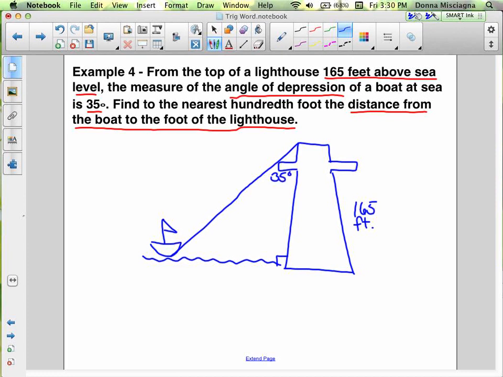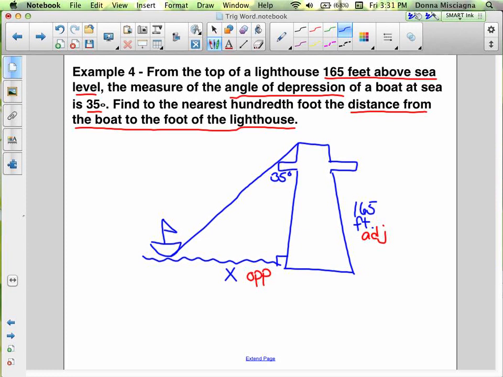And we want to find the distance from the boat to the foot of the lighthouse. Well, the foot of the lighthouse is on the ground, or in this case near the water. So this is the length, the measurement we're looking for, not to the top of the lighthouse, but to the foot of the lighthouse. So our second step is we drew a picture that matches the information in our problem. Third step is we want to label the sides relative to the angle we're given. So x here is the opposite side, 165 is the adjacent side, and then we want to write a trig ratio for our problem here.